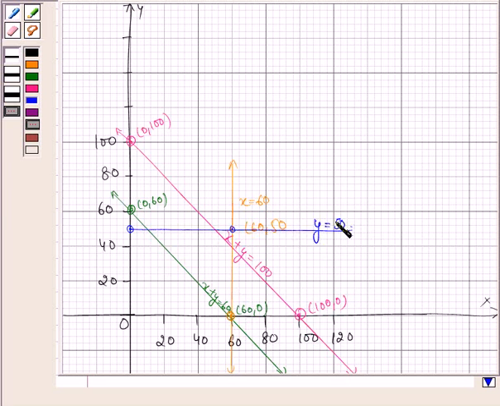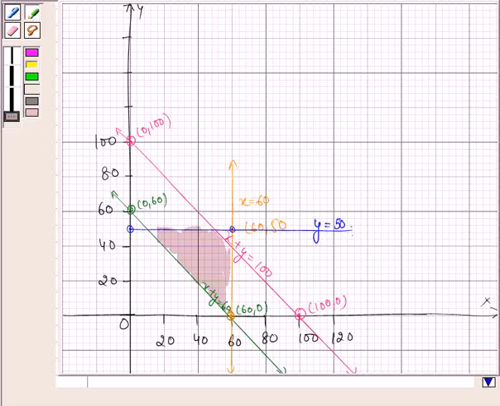Now we will find the feasible region. This is the common region determined by all the constraints. So let's now shade this region. Corners of this polygon are, now this point we can obtain by solving these two equations simultaneously. On solving them, we get this point as (10, 50).